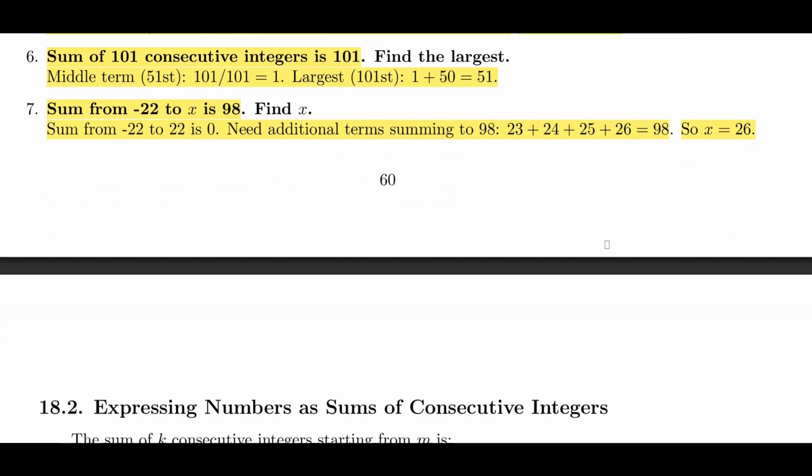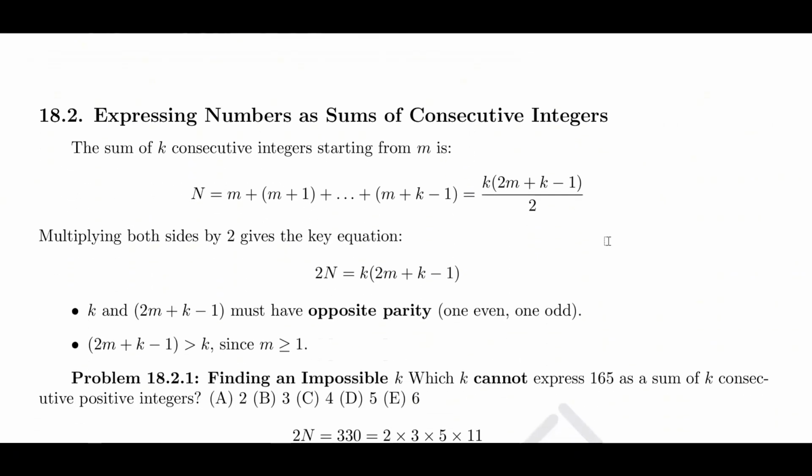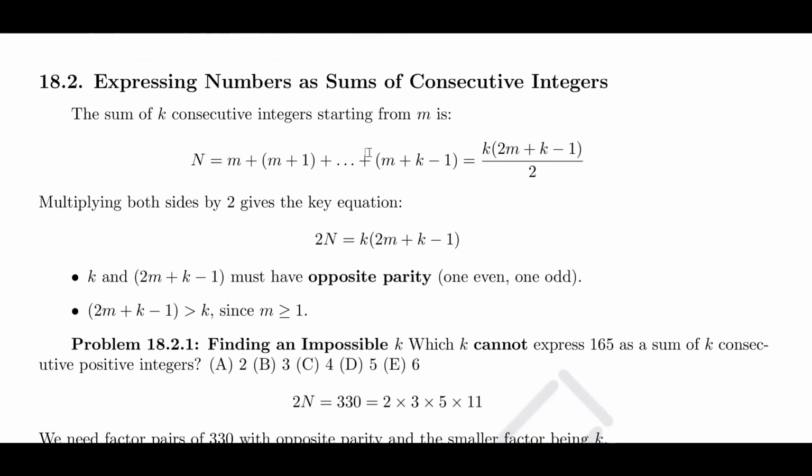Good. Now let's move into some deeper theorems about expressing numbers as sums of consecutive integers. We are going to look at the sum of k consecutive integers starting from m, and see how we can derive the formula and analyze its properties. The sum can be written as n equals m plus (m plus 1) plus (m plus 2), and so on, up to m plus k minus 1.